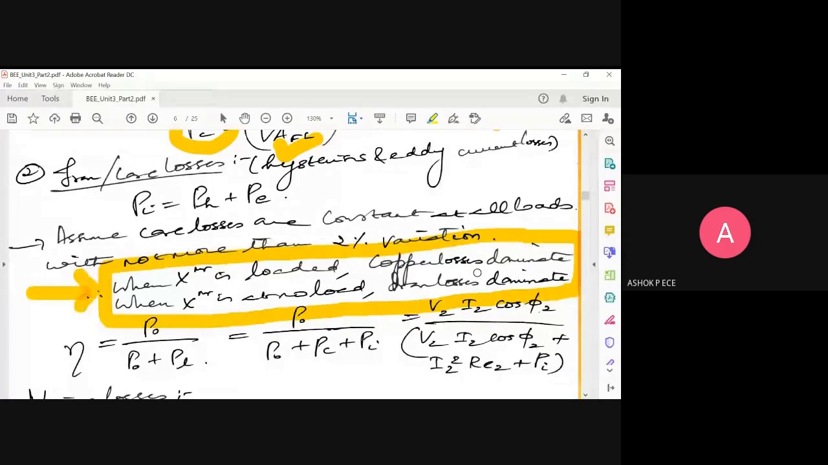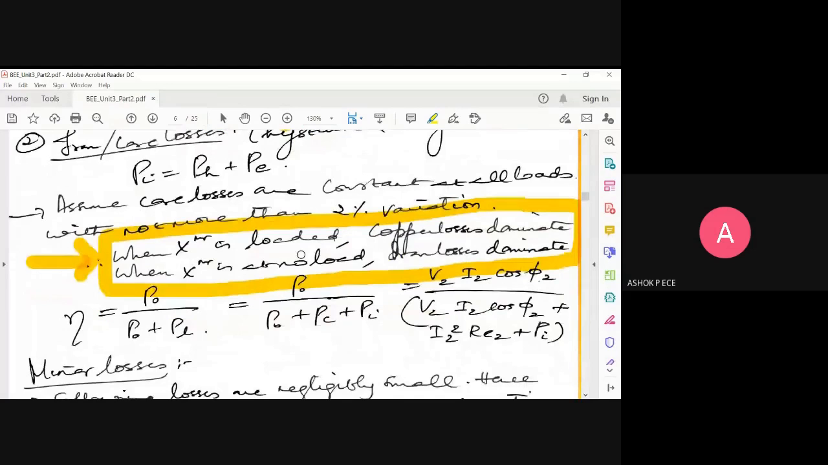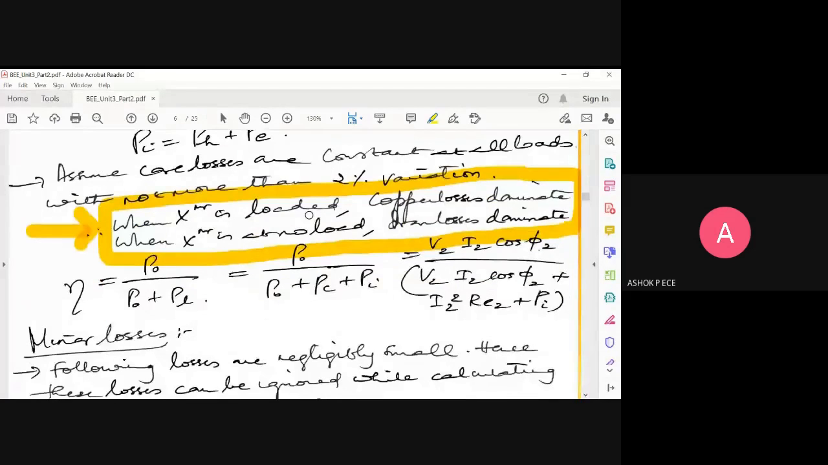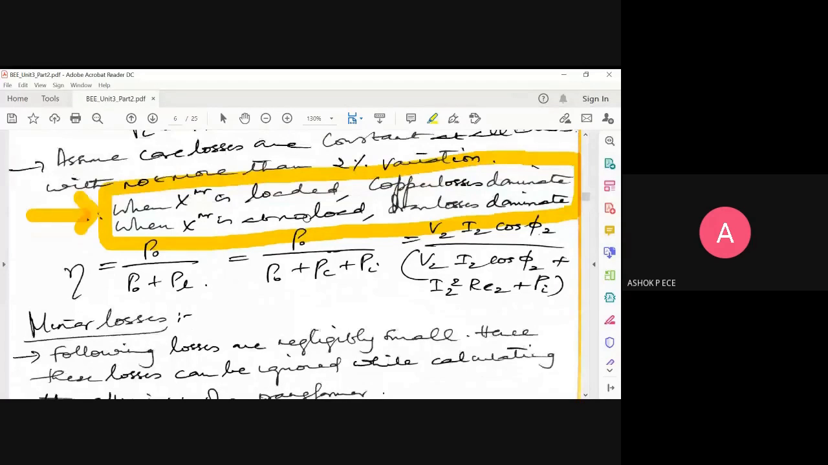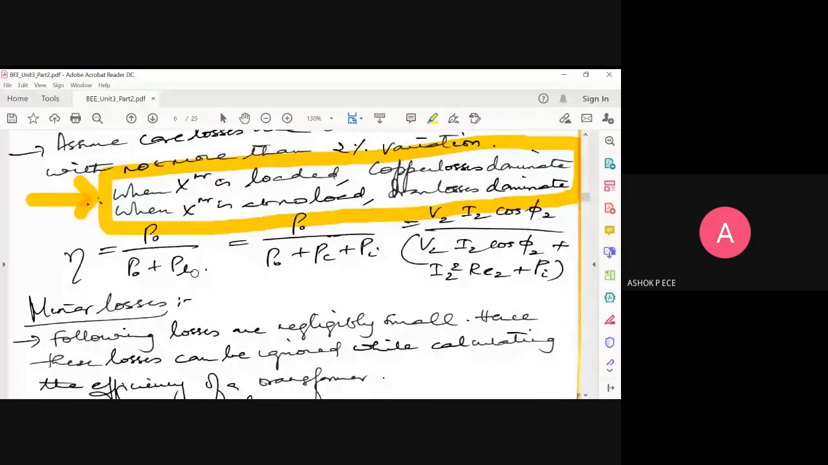So I can write efficiency as P naught by P naught plus PL, that is, P naught by P naught plus PC plus PI. PC is the copper loss, PI is the iron loss. And P naught, see here, what is P naught? From the expression VI cos phi, since I am measuring output at the secondary, it is V2 I2 cos phi 2.